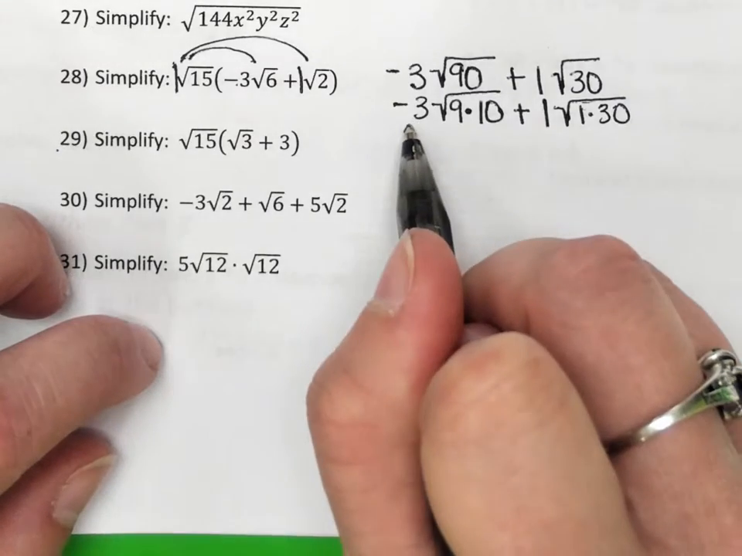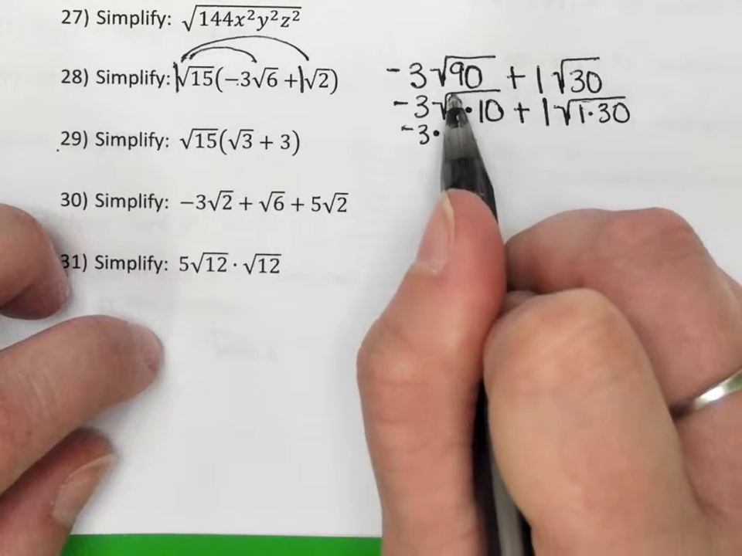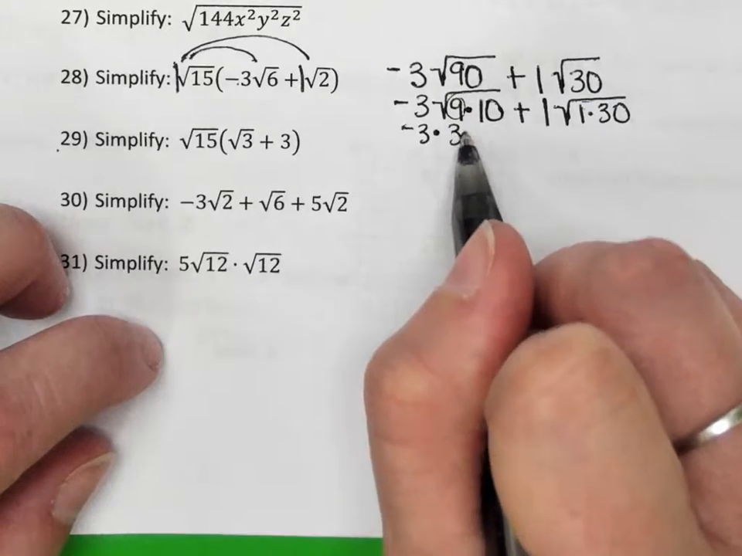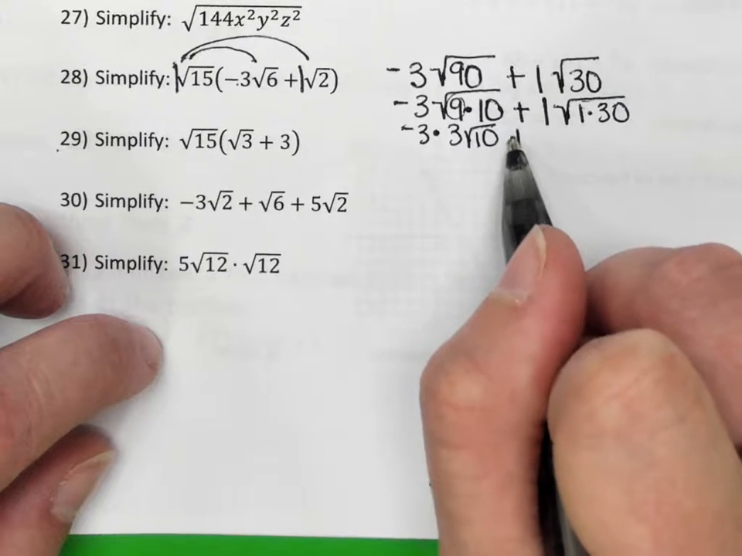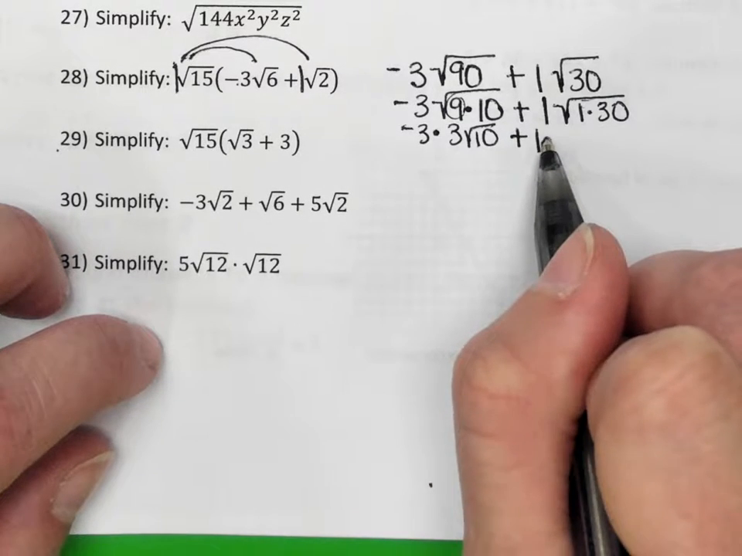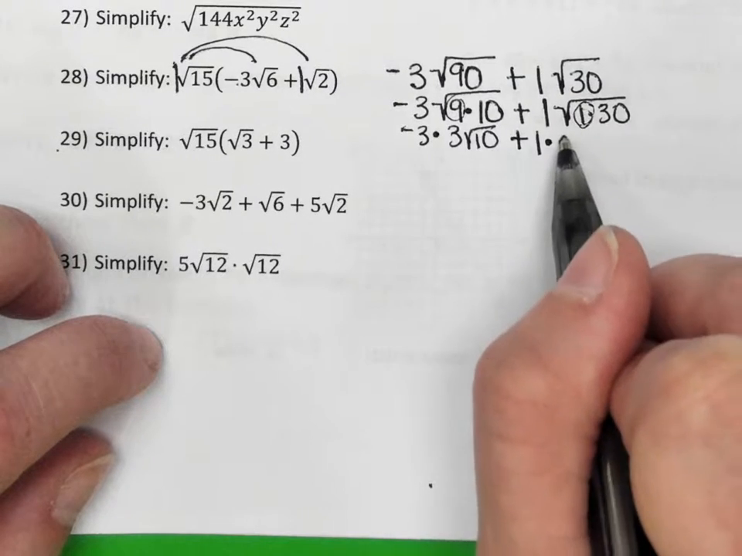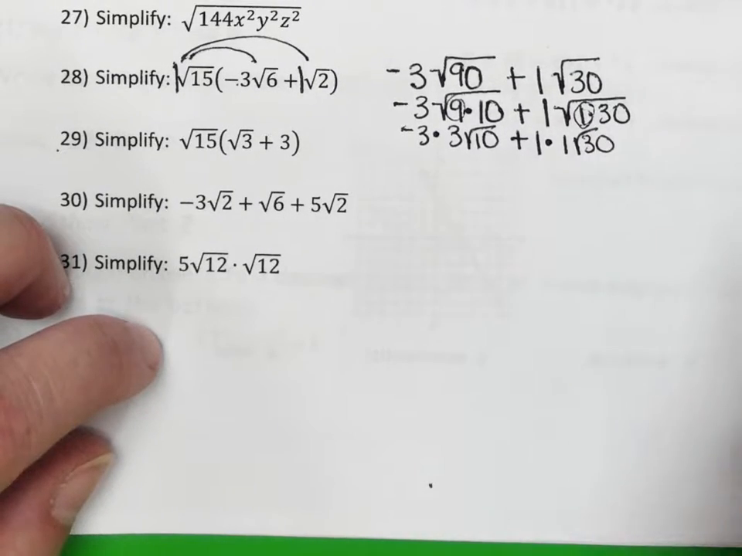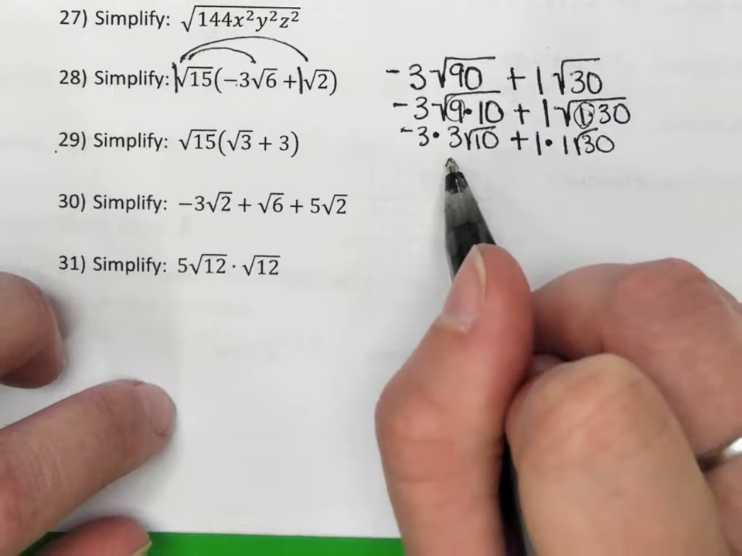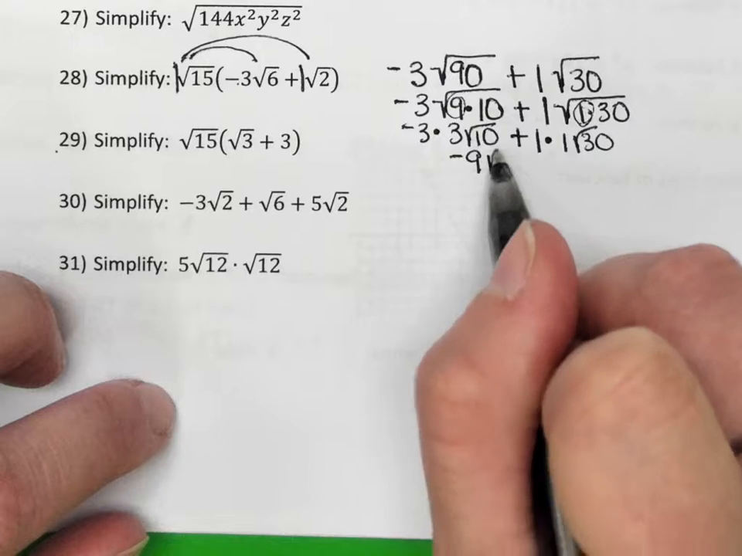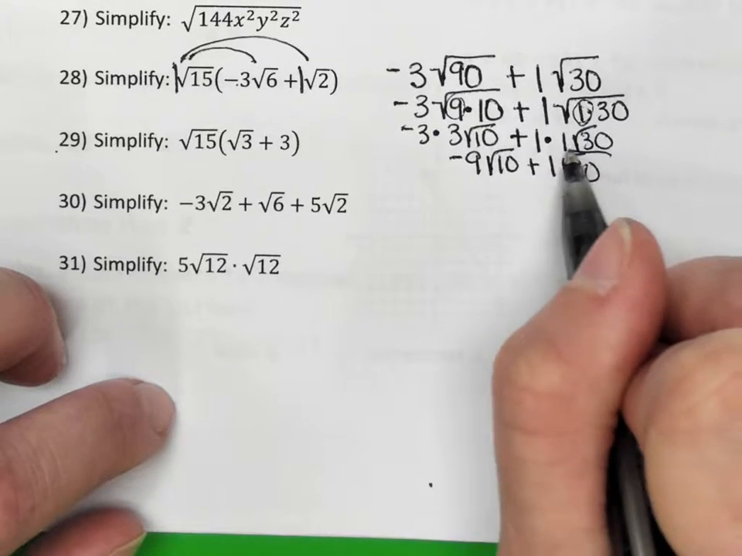All right, bring down your negative 3. Times, what's the square root of 9? 3. Square root of 10. And then plus 1. Times, what's the square root of 1? 1. So let's multiply and then we're done. So what would you get? Negative 9 square root of 10, plus 1 square root of 30. Very good.